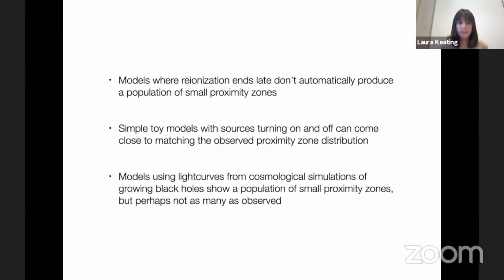And so I'll conclude here by saying that just because you have a model where reionization ends late, it doesn't mean that you automatically produce a population of small proximity zones. What's maybe more promising is to have these models that can vary with time, and a toy model can already get you a pretty reasonable agreement. But actually, models with light curves from simulations that self-consistently grow these black holes can show a population of proximity zones that seem in reasonable agreement with the observations, except maybe not as many as observed.